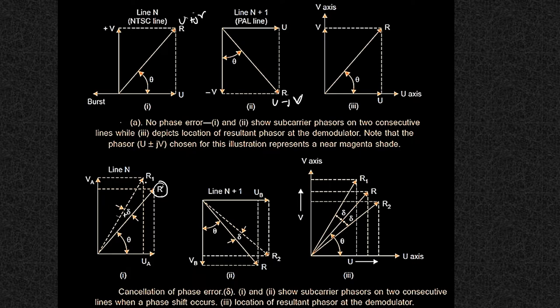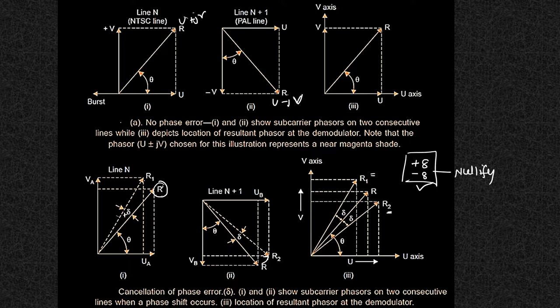Okay? So that is where your R1 is seen. On the next line, as this is on the other side and the error is plus, it will shift here to R2. Okay? Now, when the averaging mechanism takes place, the plus delta has shifted here, so when you reverse it, your R2 will come here and R1 will come here. The averaging mechanism will nullify the plus delta and minus delta, okay? So when it nullifies, this phase error, which results in hue error, gets cancelled automatically. So there will not be any hue error in your PAL system.